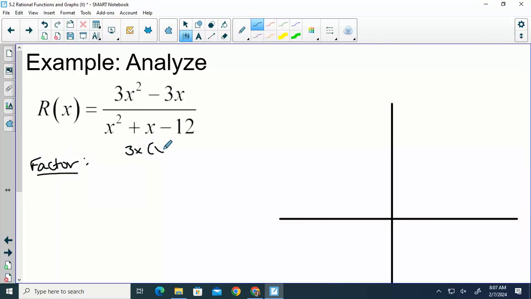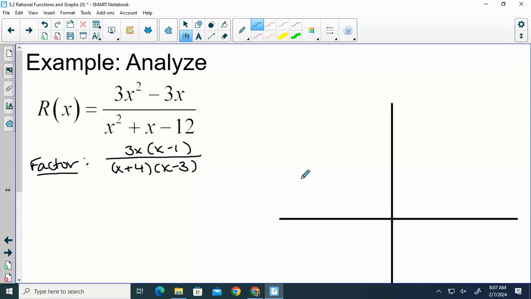would leave us with an x minus 1. Denominator would factor into what? X plus 4, x minus 3. Does anything cancel? Why do I ask that question? That would be a hole. Right. It would make a hole in our graph if it did.